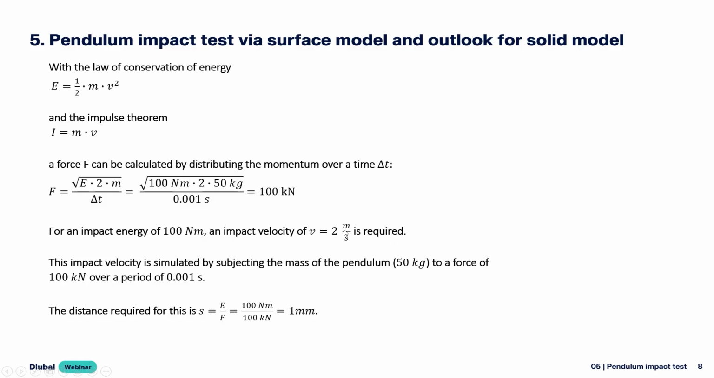To achieve this 2 meters per second at the impact, we will need to put a force of 100 kilonewton over a period of 0.001 seconds. With all that information, we can also calculate what distance it needs to be at that energy or velocity, and it will be 1 millimeter. So we will need to not have contact between those two systems for 1 millimeter while it's accelerating. Okay, and now we will take all this information and go into our model.